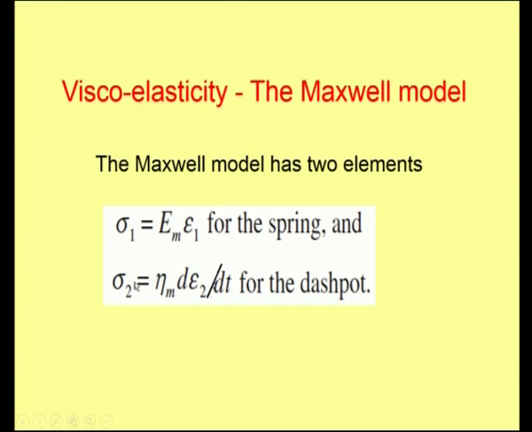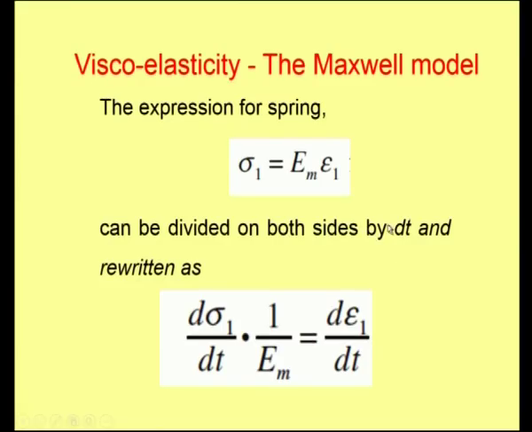And then the stress σ2, which is the stress that the dashpot is subjected to, is a product of the viscosity ηm of the viscous fluid in the dashpot and the strain rate dε2/dt. So ε1 and ε2 are the strains experienced by the spring as well as the dashpot. The expression for the spring can be divided on both sides by dt.